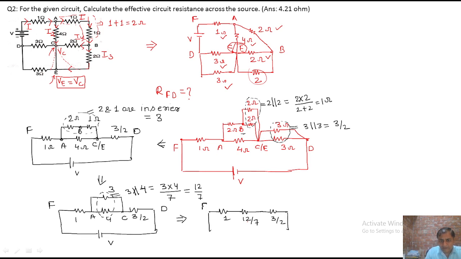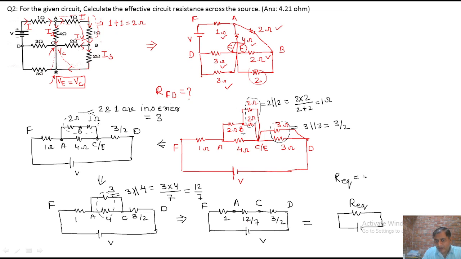This is F. This one is D. This one is point A. This one is C point. And this is connected with the V volt battery. So overall resistance F to D. How much? F to D. यहाँ से हमने ये प्रॉब्लम सॉल्व कर दी. तो F to D R equivalent. So R equivalent is equal to RFD.